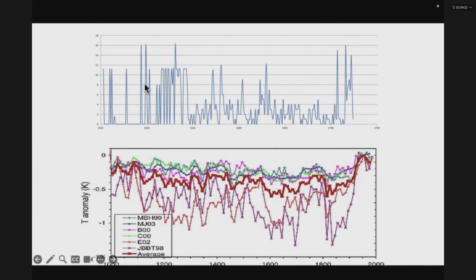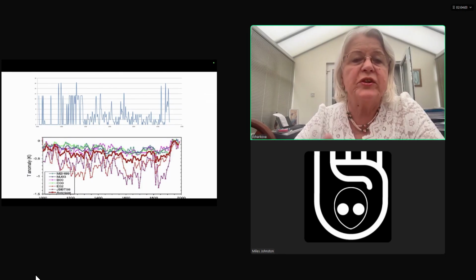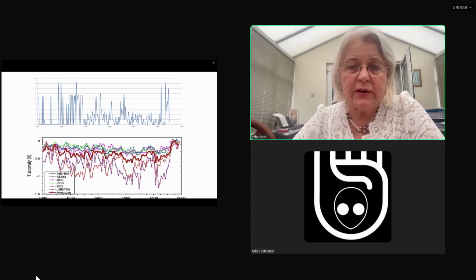We have shown that during the years when they claimed to be the Spörer minimum, there were the strongest auroras ever observed on Earth. And auroras are observed mostly during the solar maximum, when there are strong solar energetic particles. So this is one thing.